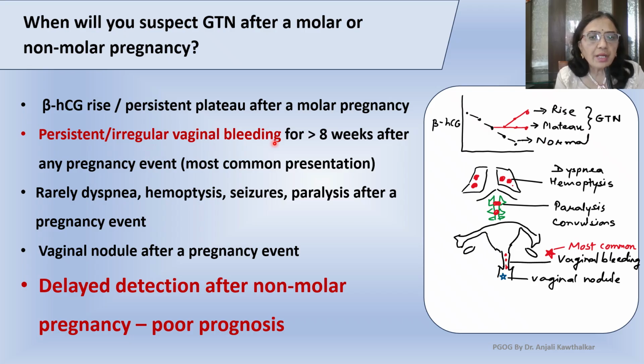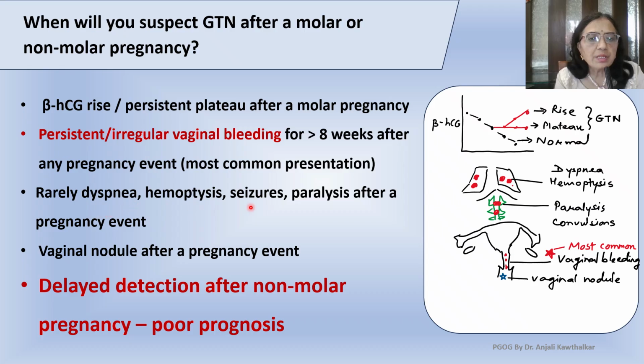Persistent or irregular vaginal bleeding for greater than 8 weeks after any pregnancy event is the most common presentation of GTN. Remember that any patient who is coming with irregular vaginal bleeding, say after abortion or after ectopic pregnancy or after a delivery also, then we need to keep gestational trophoblastic neoplasm as one of the differential diagnoses. This is the most important concept for all of us gynecologists to use in clinical practice.